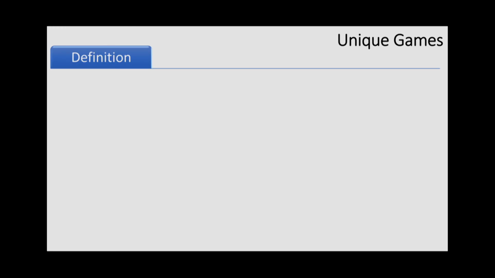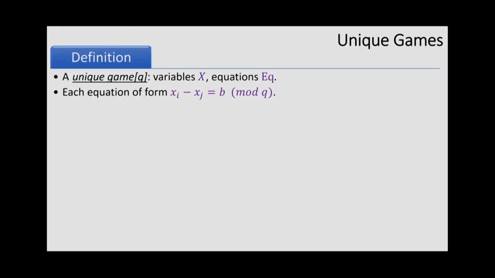Good, so let's define what is a unique game. A unique game instance is composed of a set of variables X and a set of equations, where each equation is of a very special form, namely x_i minus x_j equals b. And arithmetic is done over a field of size q for some, say, prime q.